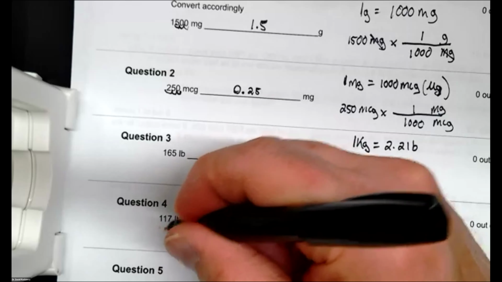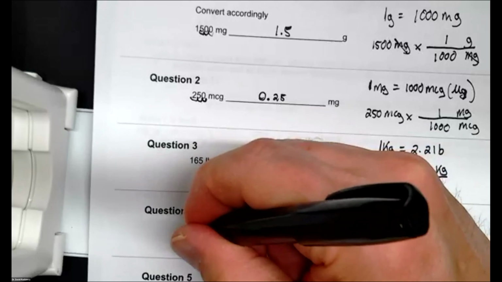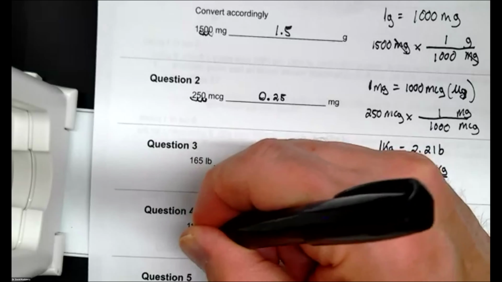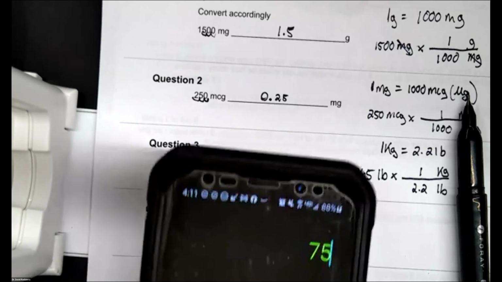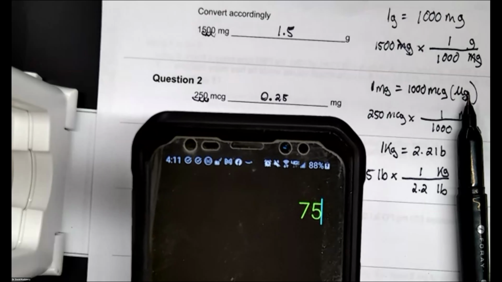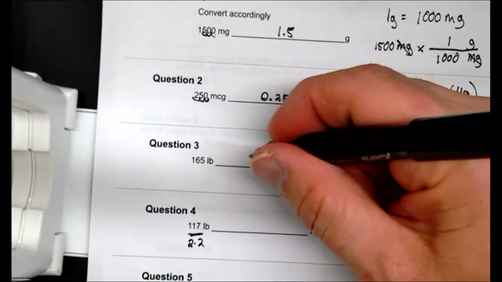From here on out, I'm just going to divide by 2.2. Oh, I didn't even answer this one. Sorry. Let me pull up my calculator here. All right, so 165 divided by 2.2. When I do that, I get an even 75. Okay, so we don't have to do any rounding. We just put 75.